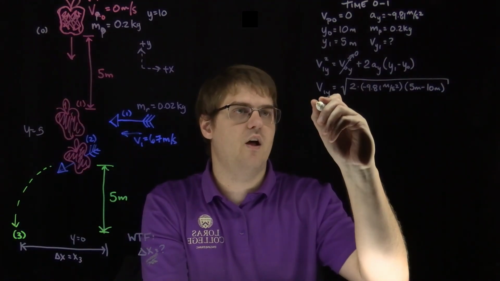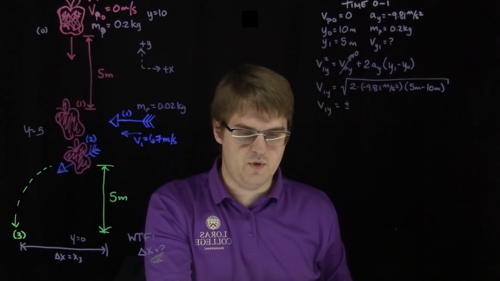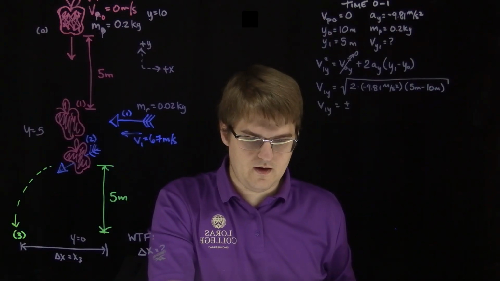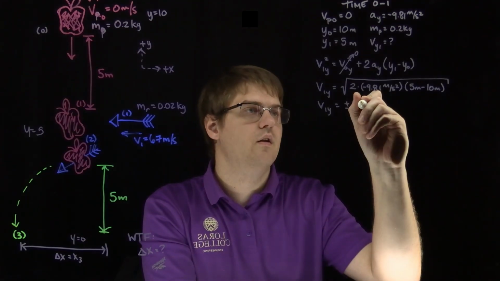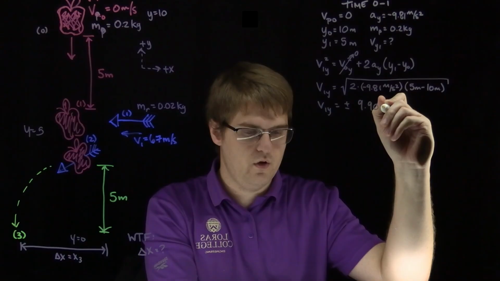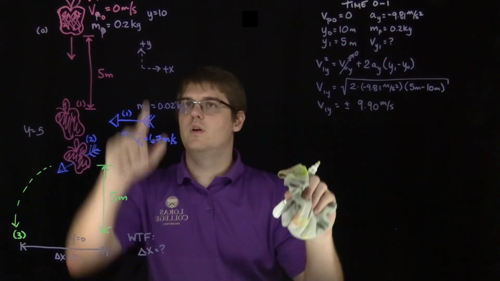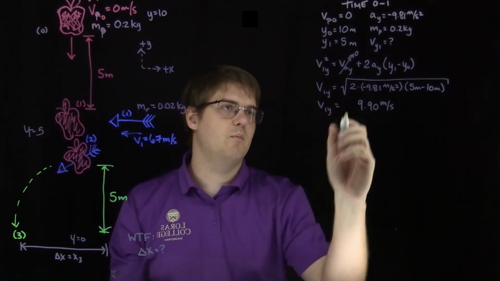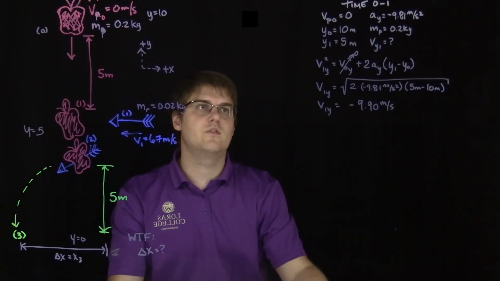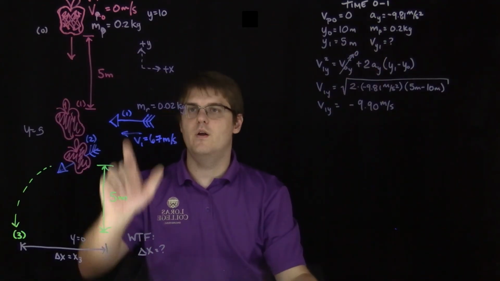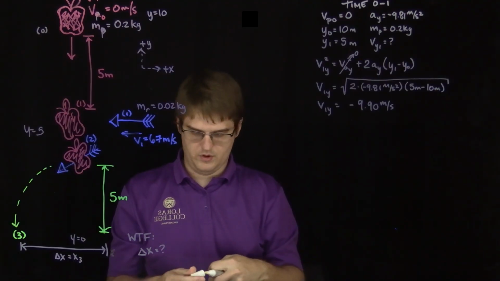And this gives me velocity 1 in the y is plus or minus, because we've got a square root there, it could be positive or negative, 9.90 meters per second. Well, I'm going down, and I said up is positive, so it better end up being a negative number. So there we are with that. That is velocity 1 in the y. That was what we wanted from time 0 to 1 so that we can solve time 1 to 2. And that is complete.